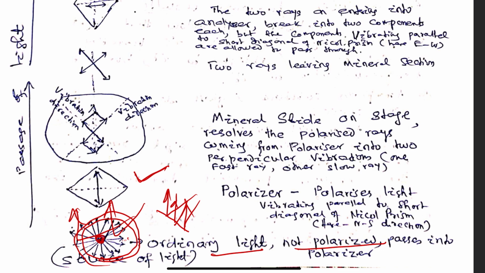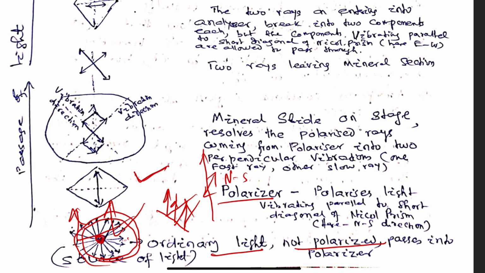Let us say this is the nicol prism and this is the polarizer, and it has the property to allow the light to vibrate along the north-south direction of the microscope, and in this condition it goes up. This is the north-south direction and it goes up. So the light here has been plane polarized.